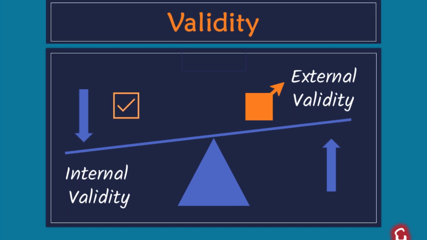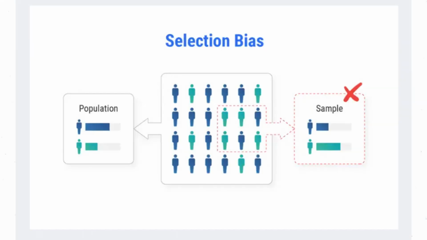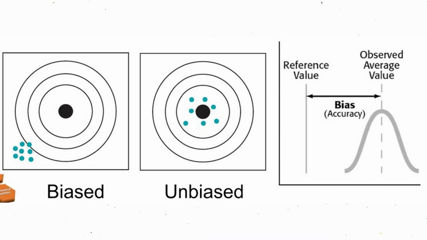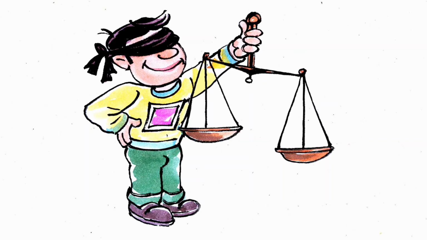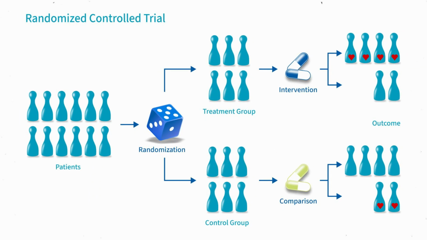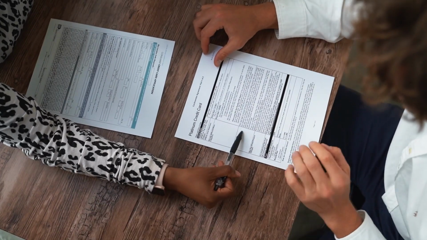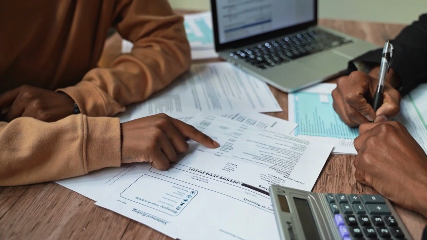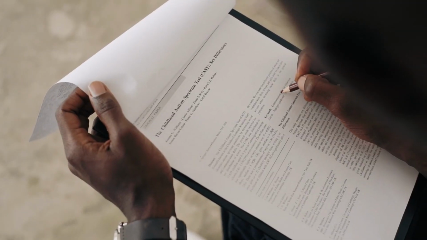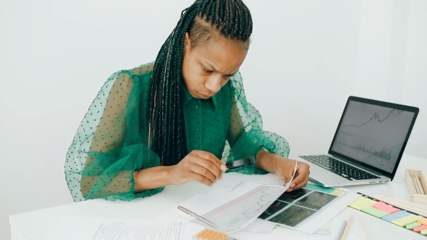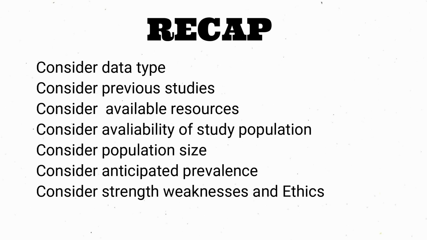But no design is perfect. Some designs are more vulnerable to things like selection bias, recall bias, or measurement bias, which can throw off your results. Then there is the ethical side of things. For example, randomized controlled trials often need rigorous ethical approval because of the potential risks to participants. But other designs like retrospective studies or systematic reviews might require less intensive ethical scrutiny or sometimes none at all. So, before you settle on a study design, make sure you're not just thinking about how well it will work for your research question, but also how it stands up in terms of its strengths and weaknesses and ethical considerations.